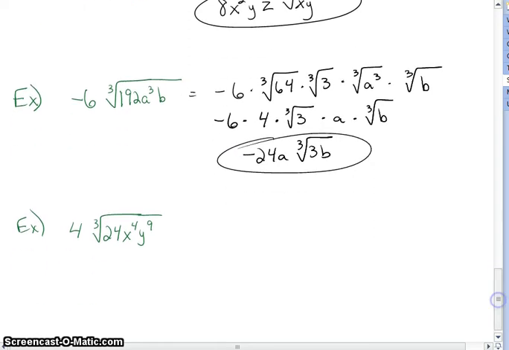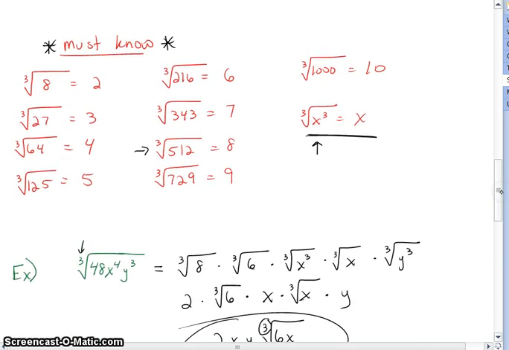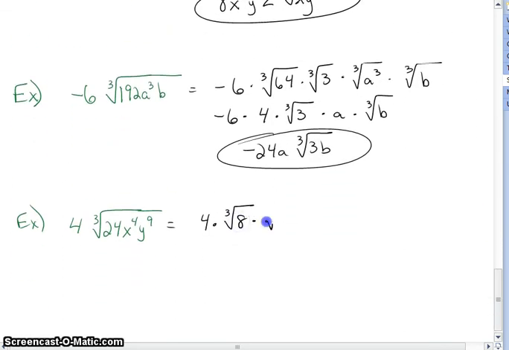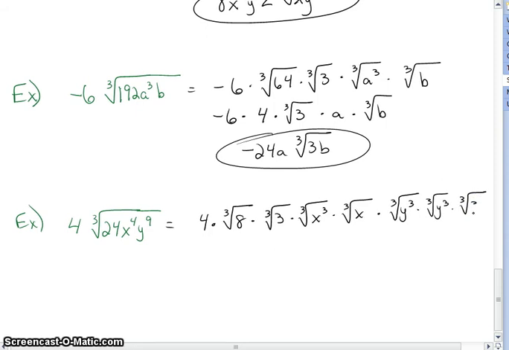Alright, last but not least. 4 times the cube root of 24. I don't know the cube root of 24, so I break it into something I do know. So what am I going to take 24? 8's my only option, right? So I've got cube root of 24 becomes the cube root of 8 times the cube root of 3 times the cube root of x cubed times the cube root of x times the cube root of y cubed times the cube root of y cubed times the cube root of y cubed, because there's 9 y's. So that's 3, 6, 9 y's.